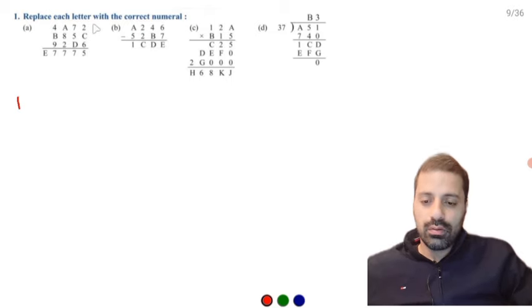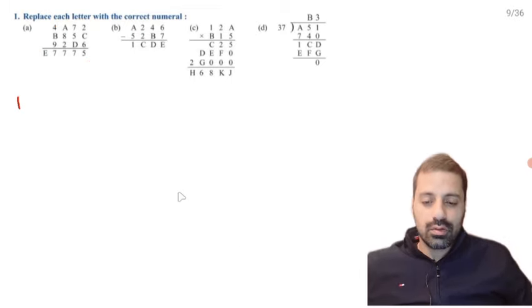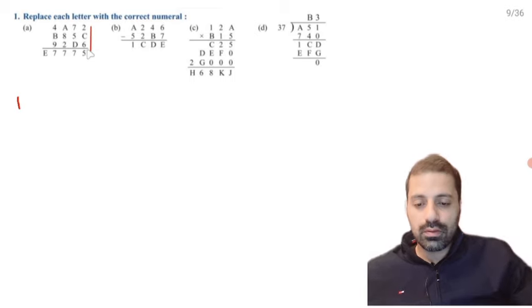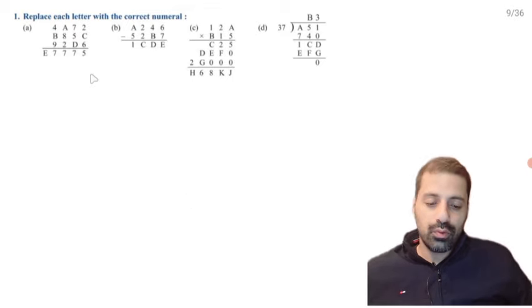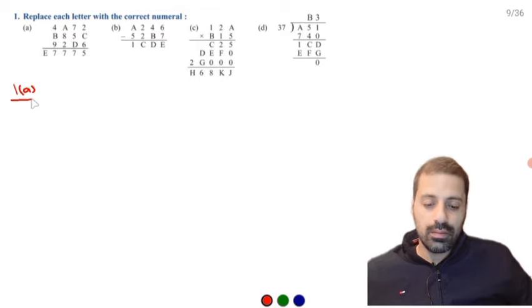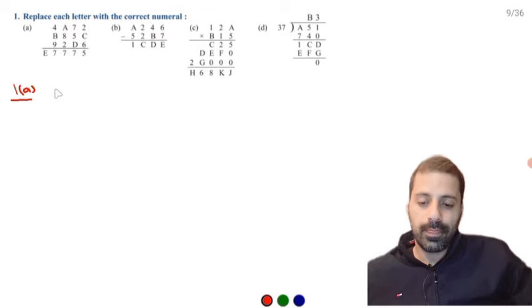So now question number 1, here we have to replace the digits. So see this question very carefully. First we have to look at the first column very carefully. This is our first column, 2C6 plus. So what we have to do, my dear student, here, question number 1, part A.